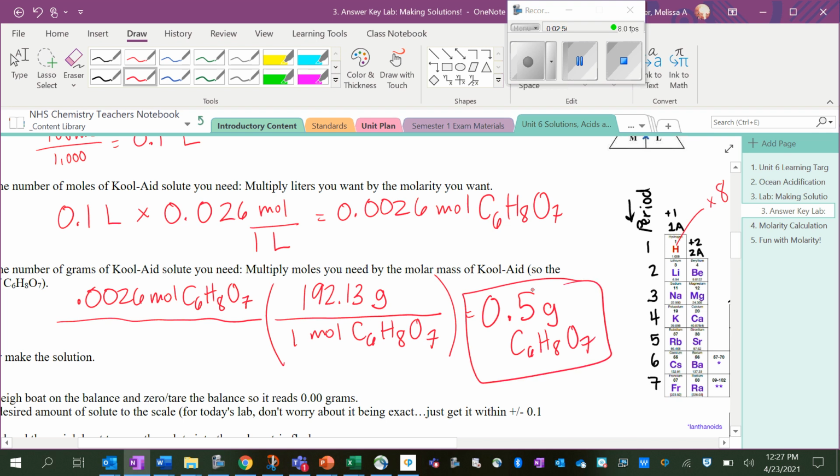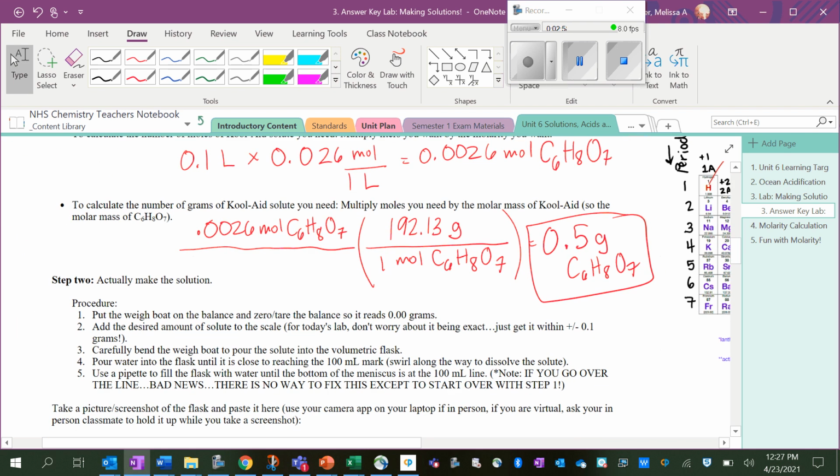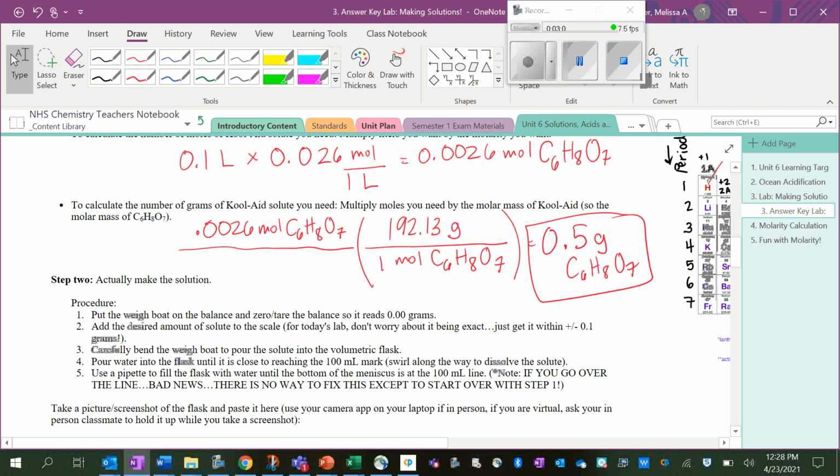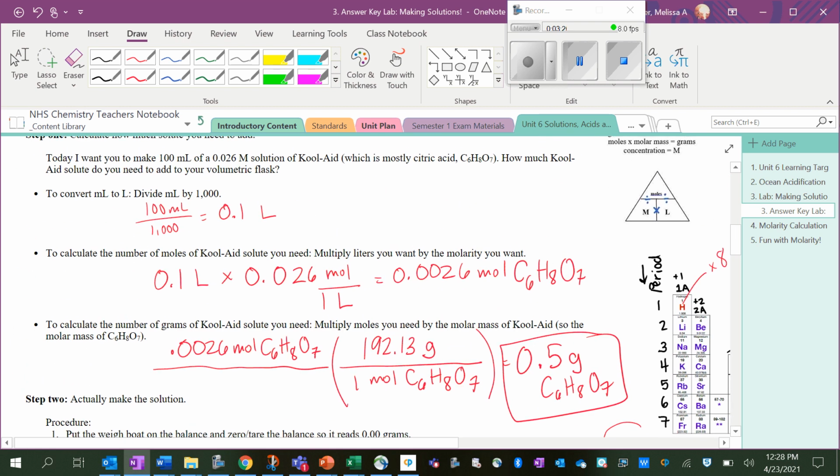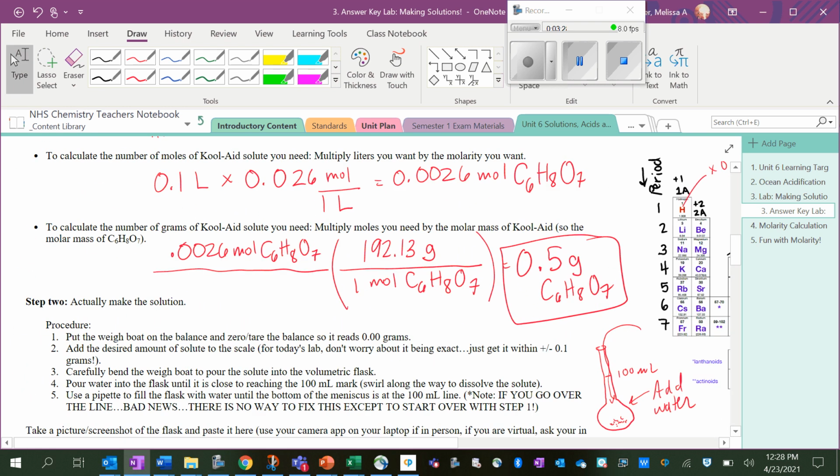So now I get to actually make the solution, which you'll do in class, where you'll add 0.5 grams of the solid to a volumetric flask, which has a line at exactly 100 milliliters. So you'll add 0.5 grams of this powder, and then you'll add water until it gets to that line. And then there you've done it. You've made your 0.026 molar solution.